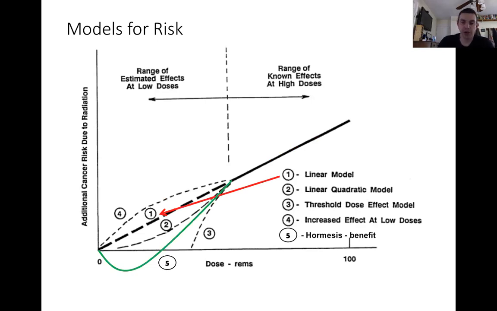The linear no threshold is the prevailing model for radiation exposure, and in terms of risk versus radiation exposure, it says that it's linear, essentially from zero. Every little bit of dose comes with a little bit of risk.